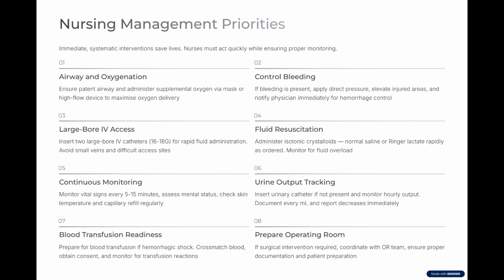Nursing management priorities. Management of hypovolemic shock must be immediate and systematic. First, ensure airway patency and administer supplemental oxygen to maximize oxygen delivery. Second, control any active bleeding using direct pressure and notify the physician immediately. Third, establish 2 large bore IV lines for rapid fluid administration. Administer isotonic crystalloids as ordered, and monitor for fluid overload.